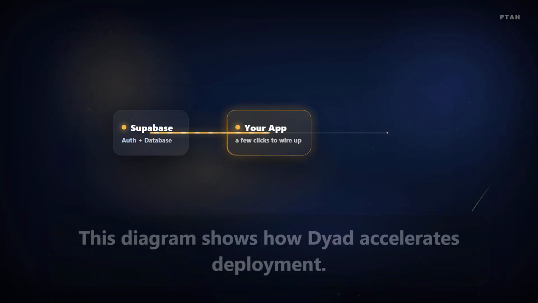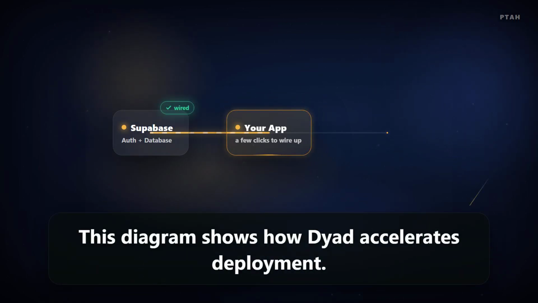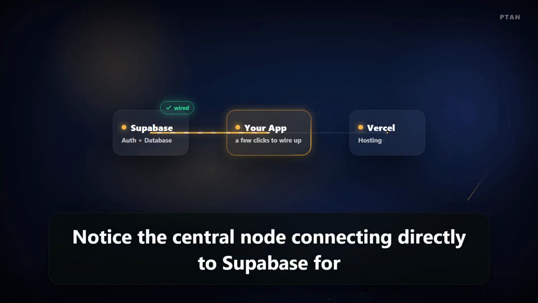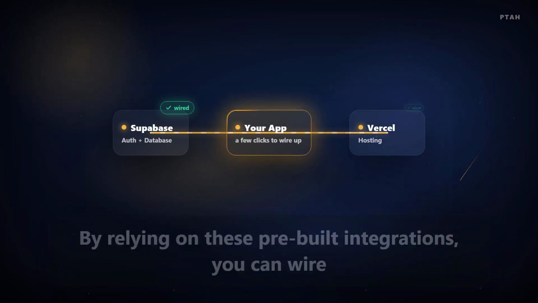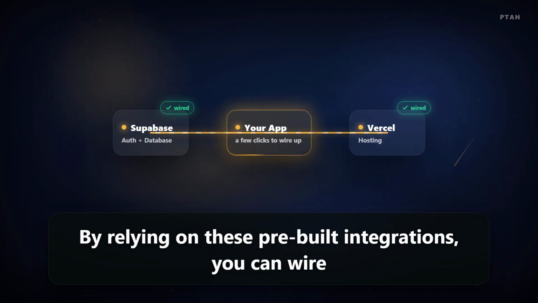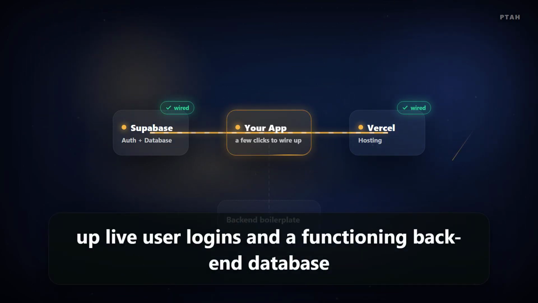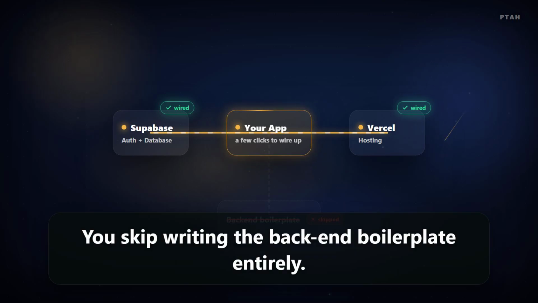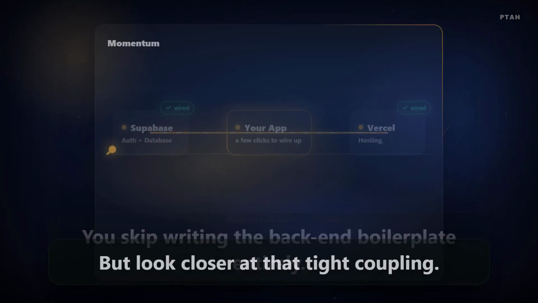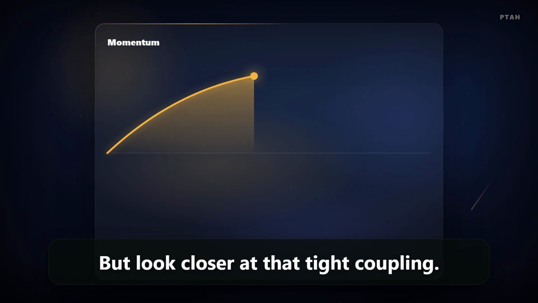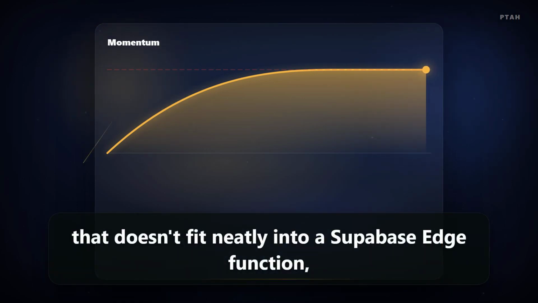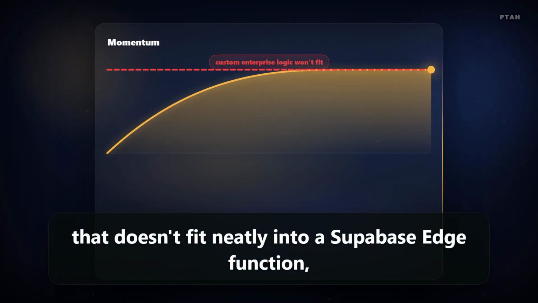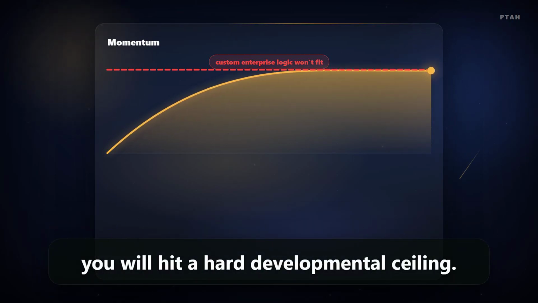This diagram shows how Dyad accelerates deployment. Notice the central node connecting directly to Supabase for authentication and database, and Vercel for hosting. By relying on these pre-built integrations, you can wire up live user logins and a functioning backend database with a few clicks. You skip writing the backend boilerplate entirely. But look closer at that tight coupling. When your application eventually requires complex, custom enterprise logic that doesn't fit neatly into a Supabase edge function, you will hit a hard developmental ceiling.